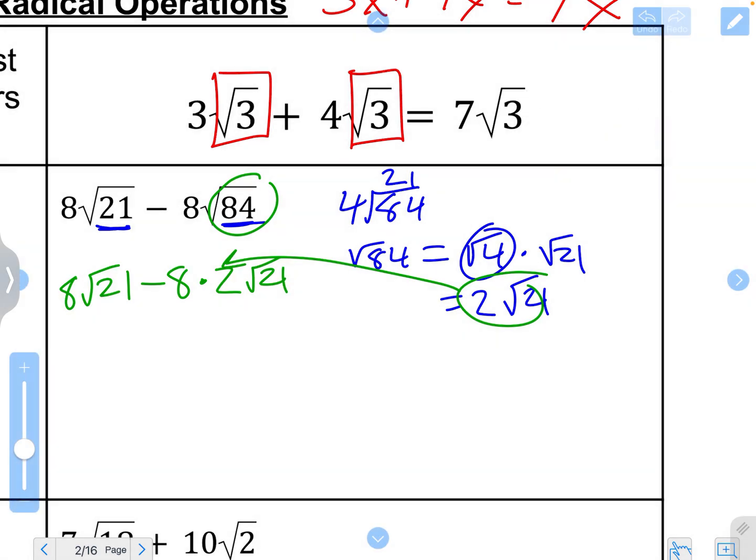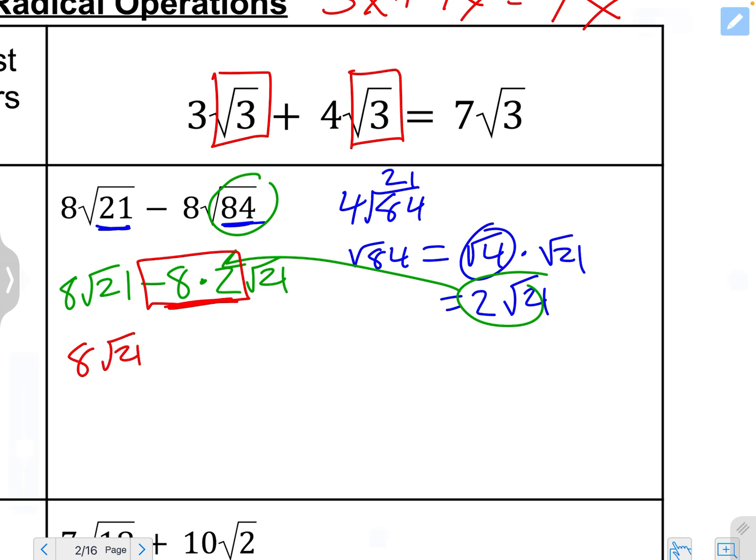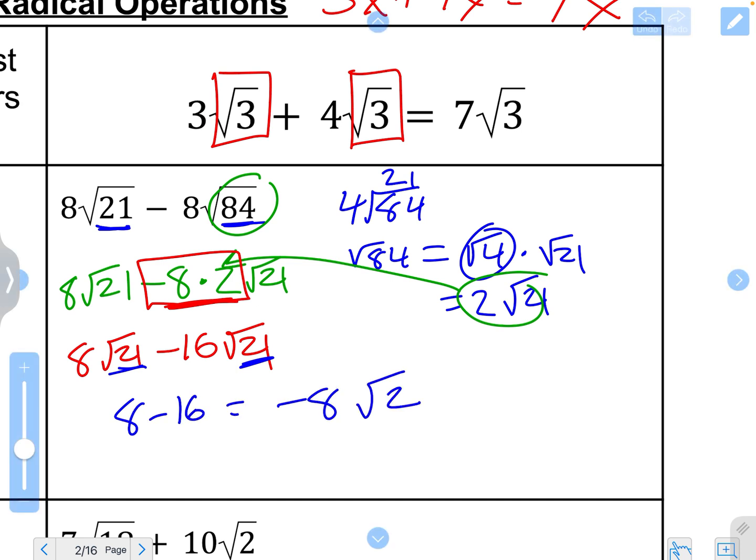Now what I have to do first is multiply these two terms. So I still have 8 square root of 21. Negative 8 times 2 is negative 16 square root of 21. Now that my square roots are the same, I can simply do 8 minus 16, which gets me negative 8, and then I put down the square root of 21.